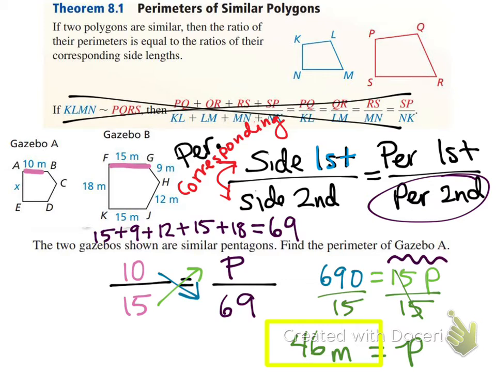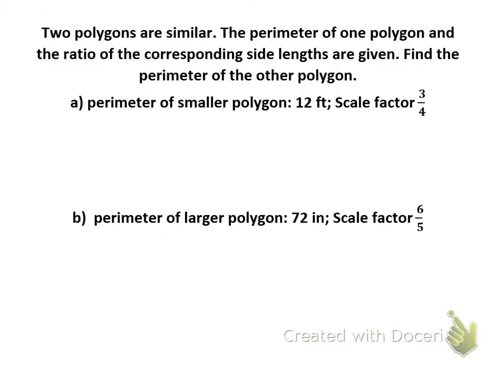So that one's pretty simple enough. I'm going to show you some word problems that would appear possibly on an assignment. So this is a word problem. Two polygons are similar. The perimeter of one polygon and the ratio of the corresponding side lengths are given. Find the perimeter of the other polygon.